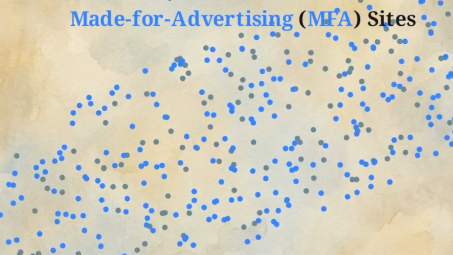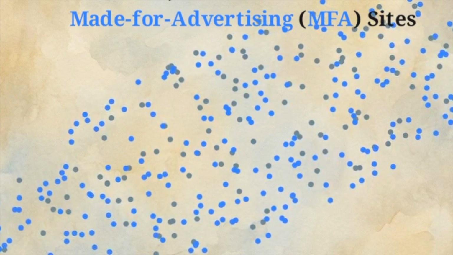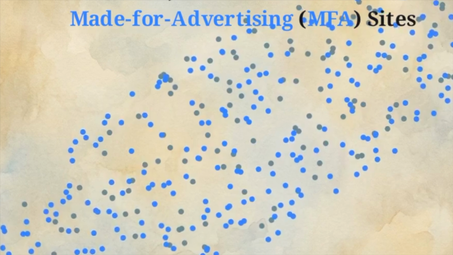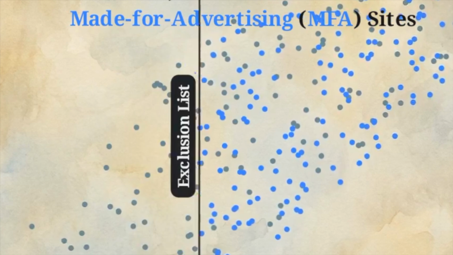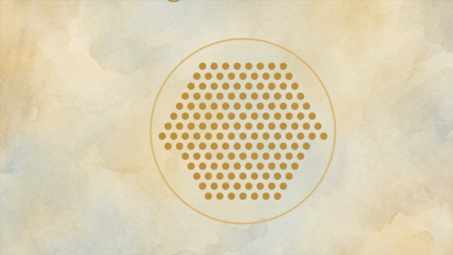The average programmatic campaign scatters budget across 44,000 domains. A significant portion are made-for-advertising sites, clickbait vehicles existing only to host ads. By mandating strict exclusion lists, you can immediately blacklist these domains and stop the outflow of capital.